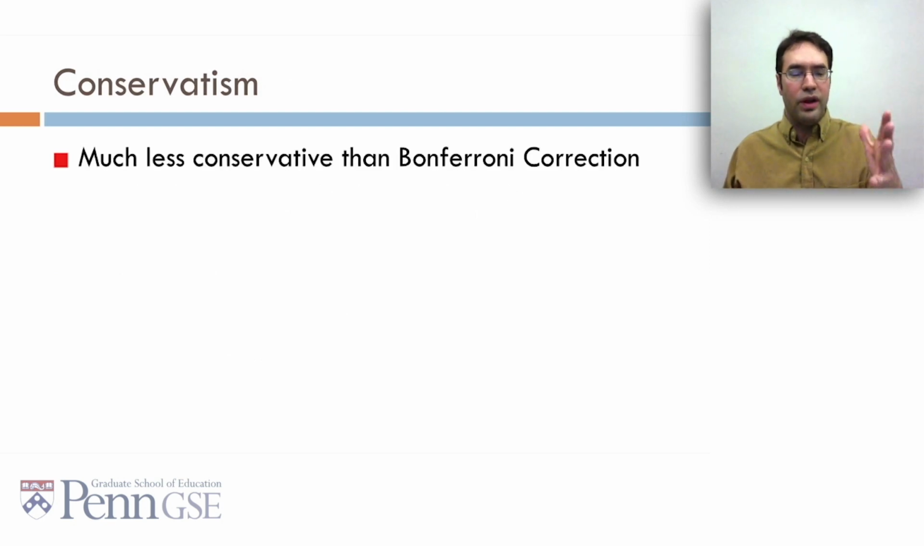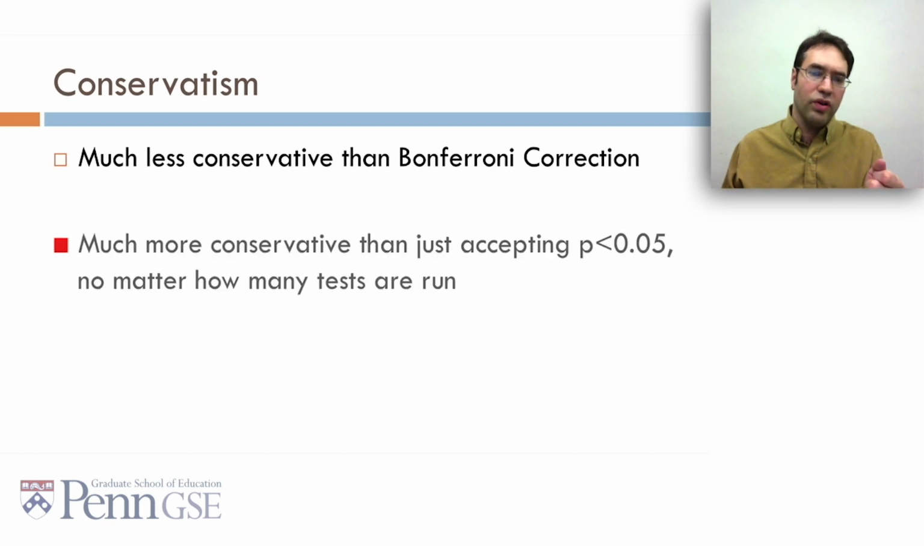So, conservatism. FDR, Benjamini Hochberg, is much less conservative than the Bonferroni correction, but it's much more conservative than just accepting P of 0.05 no matter how many tests are run. I think it kind of hits a sweet spot. You may disagree, but the point is if you're using something like Bonferroni, you're being really, really conservative.